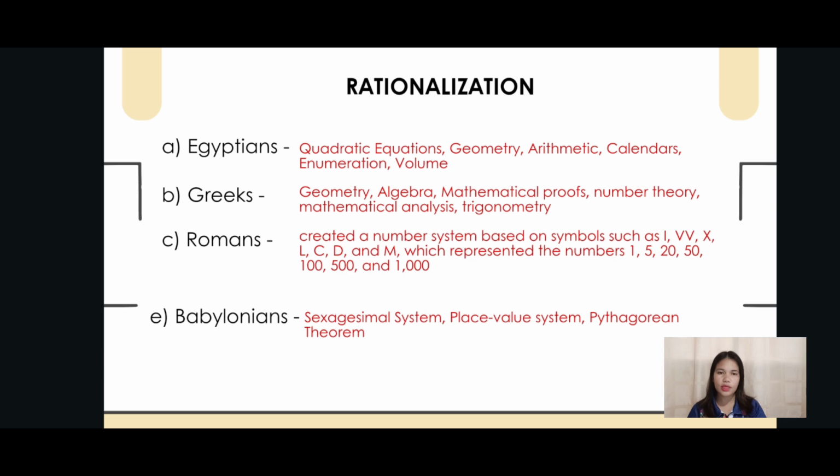The Babylonians also introduced the sexagesimal system, wherein it used a base of 60, which is more advanced than the base 10 system used today. They also introduced the place value system, where digits written to the left represented larger values. The Pythagorean theorem also originated in the Babylonians, which was later formalized by Pythagoras.